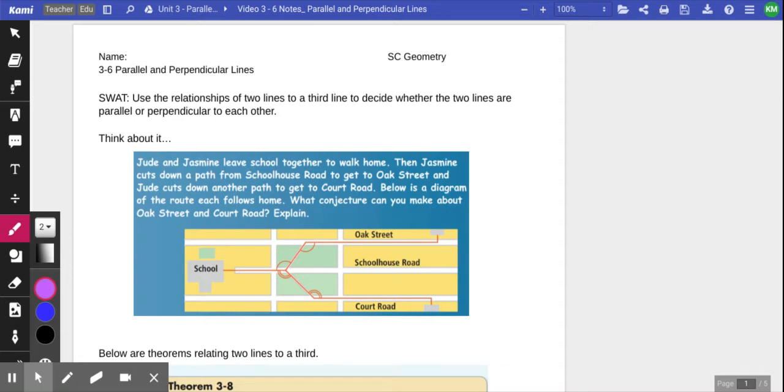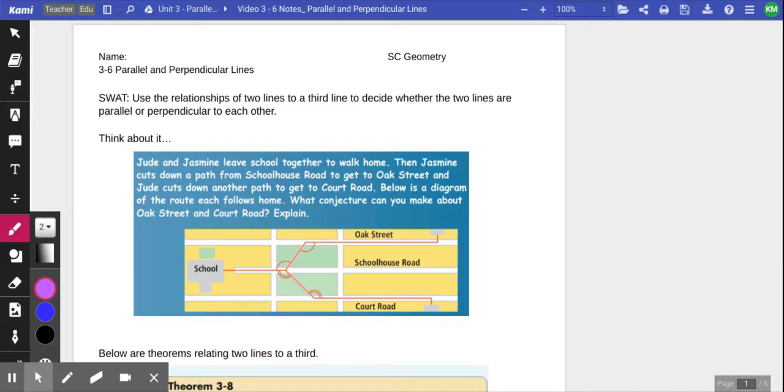Hi everyone. So for today, I'm going to have you follow along while I do the notes for lesson 3-6, which is parallel and perpendicular lines. And then tomorrow during our virtual period, we will go over the notes and do some practice questions.